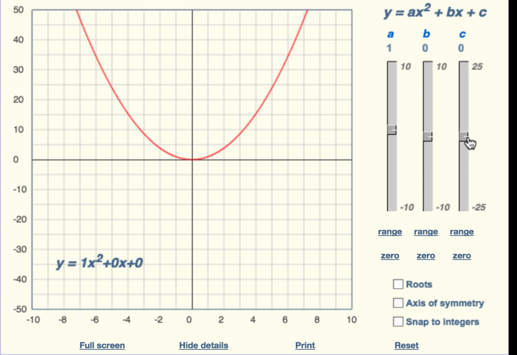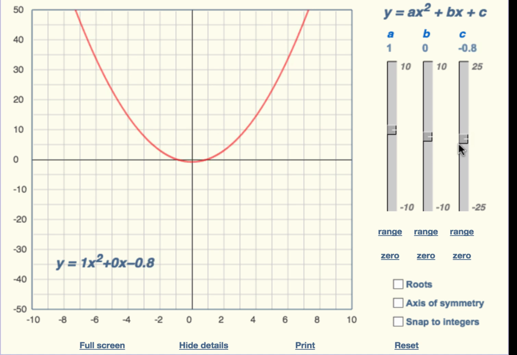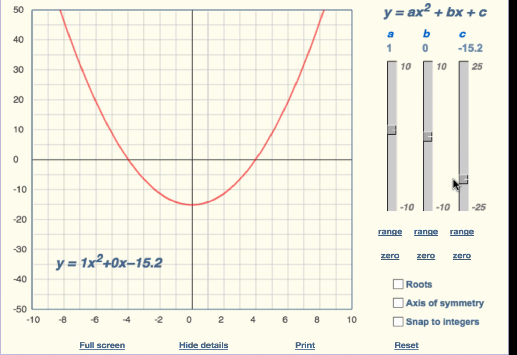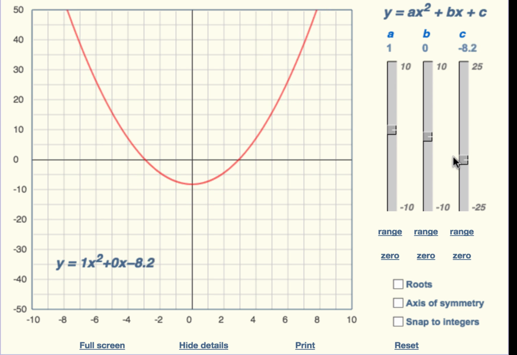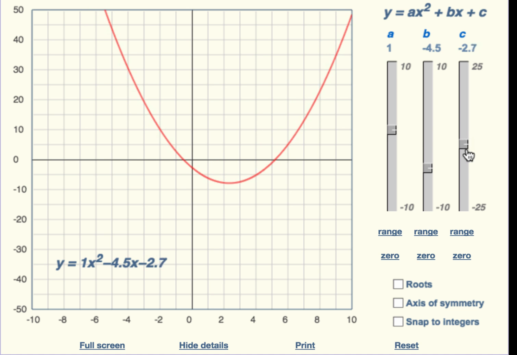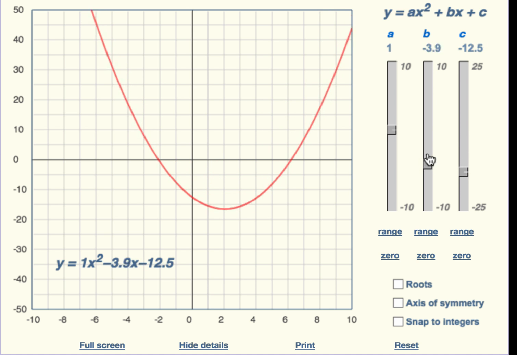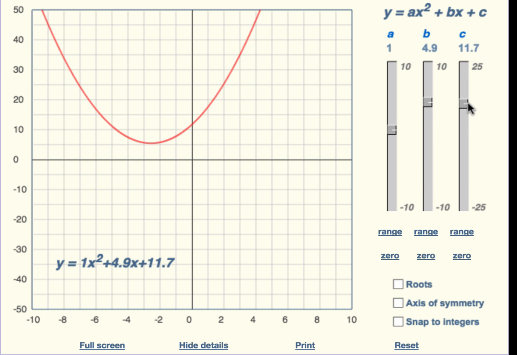Okay, let's look at the effect of c. When c is a positive number, I notice that my parabola is shifting vertically up, and a negative number, it's shifting vertically down. Okay, when I move b and c together, I notice how it's shifting the center of my parabola. And we're going to talk a little bit more about the relationship between a, b, and c and the center of my parabola.